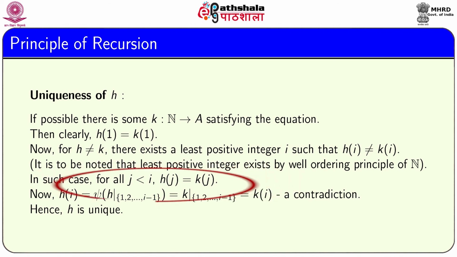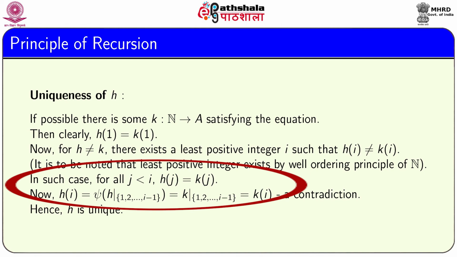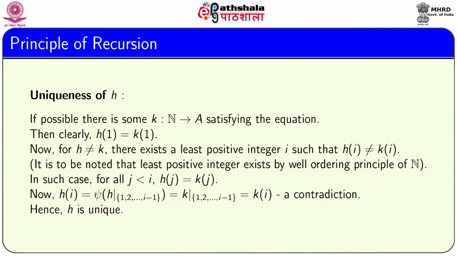In such case, for all j less than i, h(j) is equal to k(j), and now h(i) is equal to psi of h restricted to {1, ..., i minus 1}, and that is psi of k restricted to {1, ..., i minus 1}, which is k(i), which gives rise to a contradiction to our assumption that h(i) is not equal to k(i), and that proves the uniqueness of the function h.